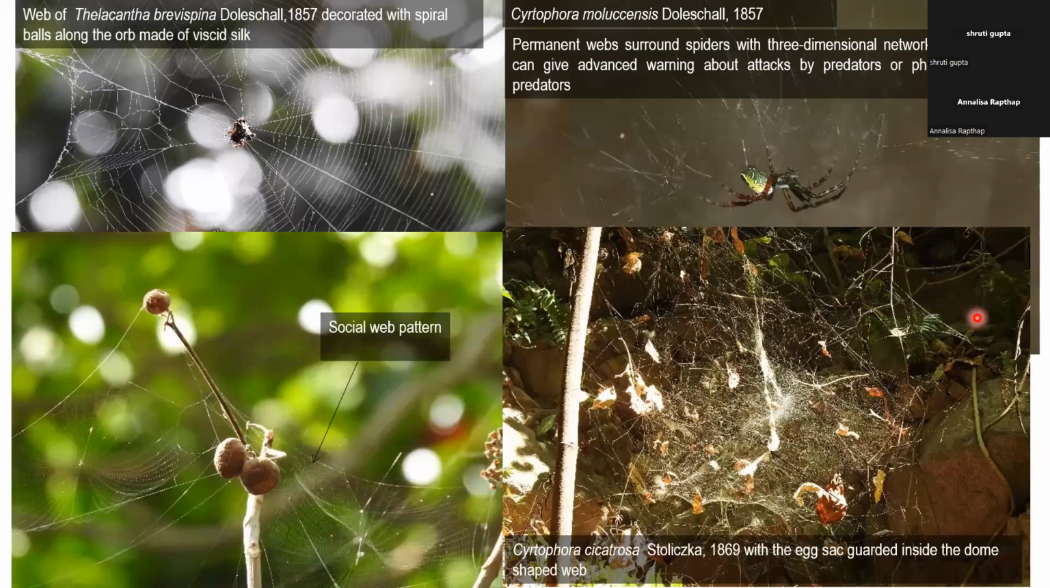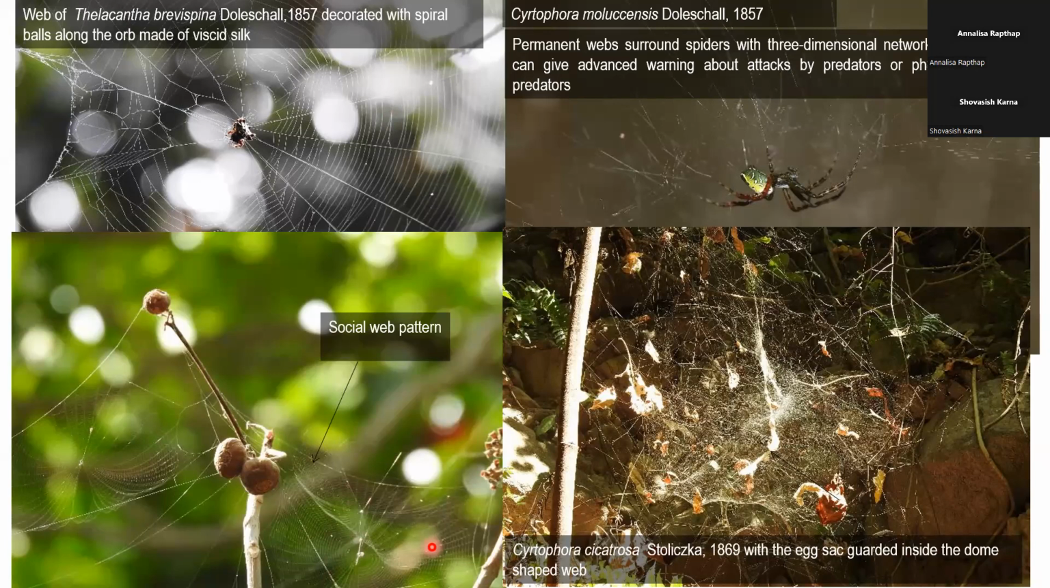And again, this is another Thalacantha web. You can see here, two webs. So these Thalacanthas are social spiders. Sometimes they will build two, sometimes they will build up to 20 also. In Little Andaman, I have seen 20 Thalacanthas in one particular construction that was going on. 20 Thalacantha spiders were there.